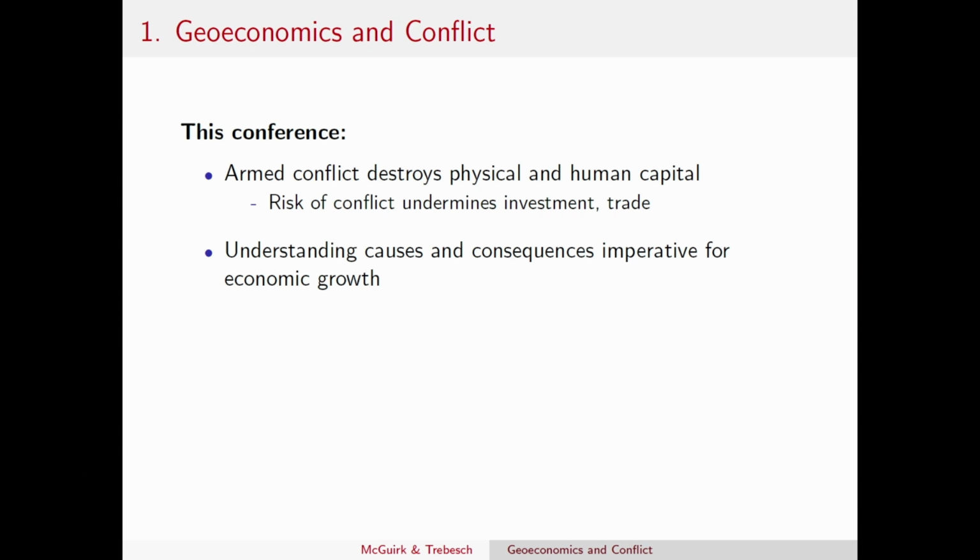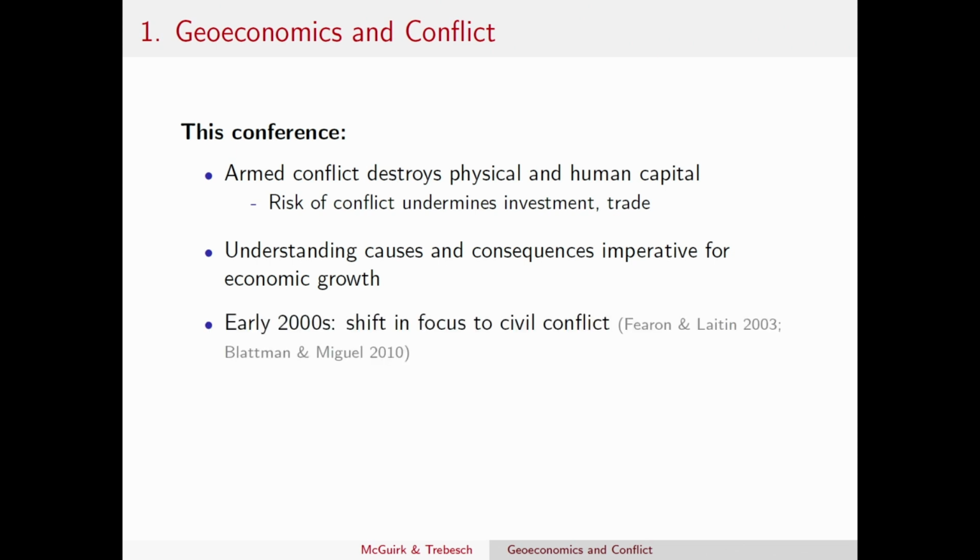A lot of us, or certainly some of us of a certain vintage, when we got into this, it was during this real change in focus to civil conflict, right? So civil conflict was more prevalent than international conflict. There were more fatalities coming out of civil conflict as well. So this was a wave of attention being switched towards civil conflict in the early 2000s.